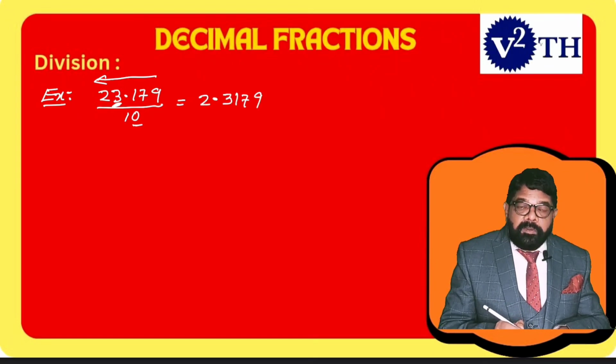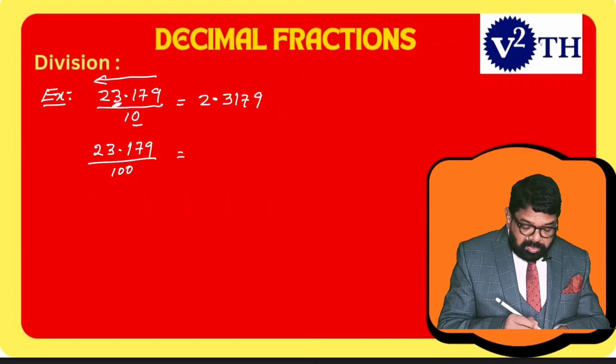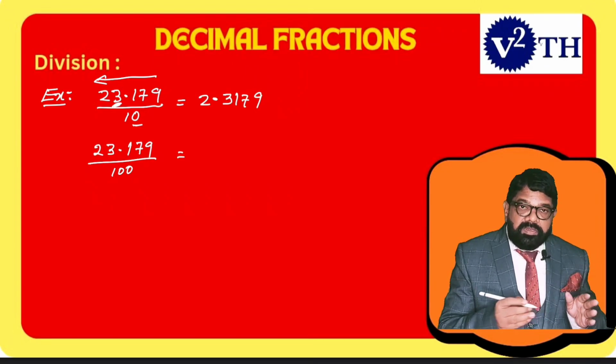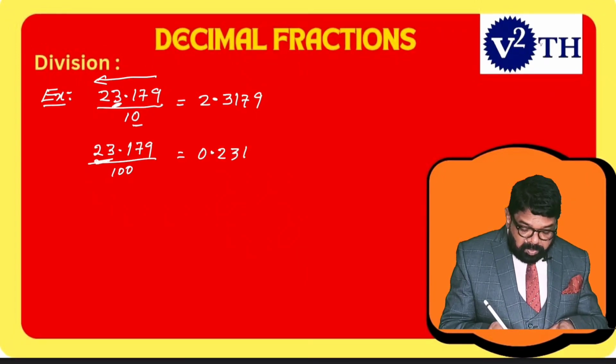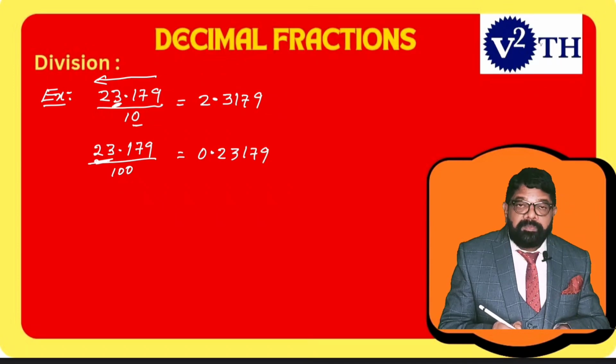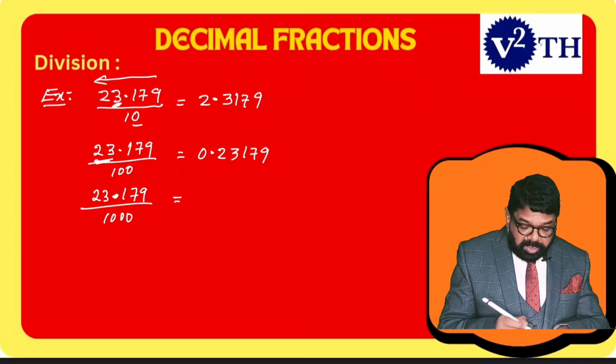1 digit shifted to the left means its value is 2.3179. Suppose the same example, 23.179 by 100 is given. Now here 2 zeros, so the decimal is shifted left 2 digits. Left 2 digits means here you get 0.23179. Suppose 23.179 by 1000. 1000 means 3 zeros, so the decimal is shifted to the left 3 digits.